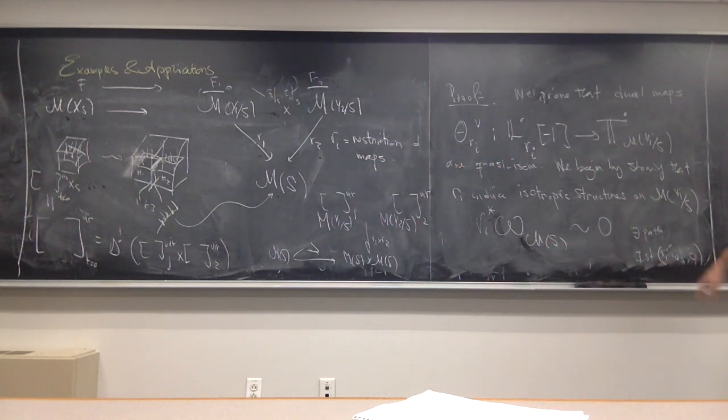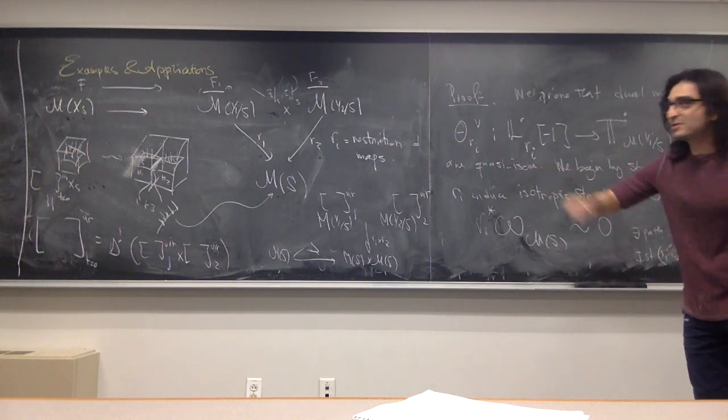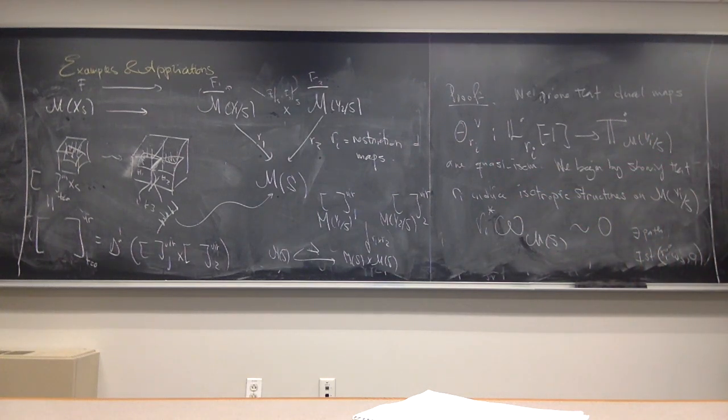Okay. So what is the shifted symplectic structure of the moduli space of S? Do you know? In this particular example. This is why I picked the quintic.